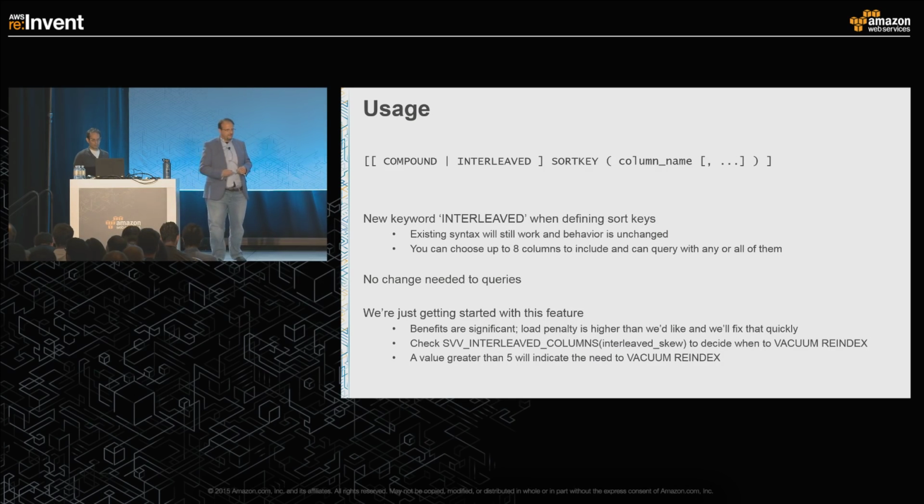If you look at the SVV_INTERLEAVED_COLUMNS view, at the interleaved skew, when that number grows, like above 5, it's time to run a command called VACUUM REINDEX. What's going to happen is we're going to reread all the data, reanalyze the distributions to get the best mathematical function, and then resort the table by that particular value. And then you get performance back again.